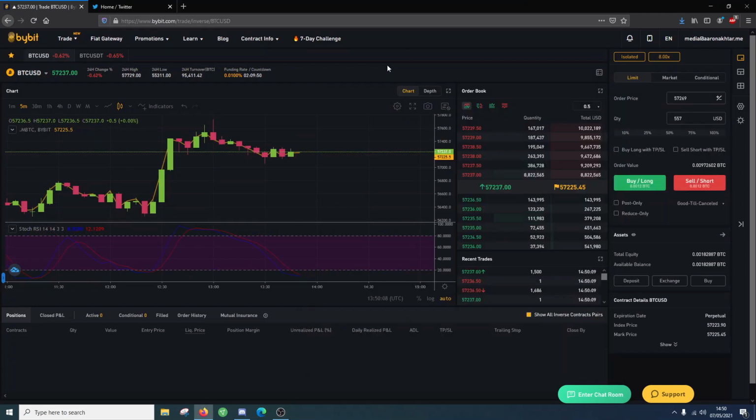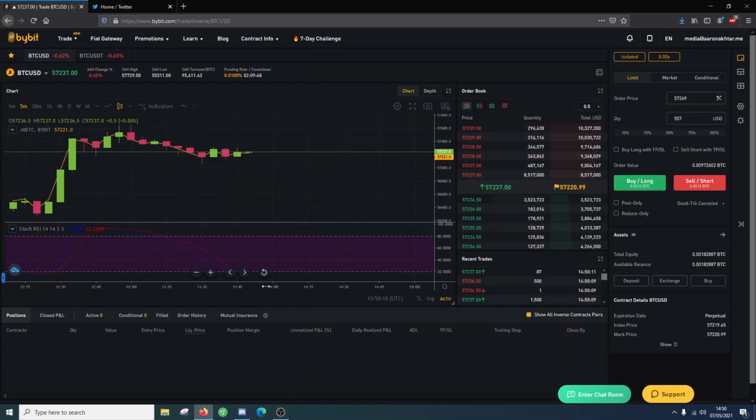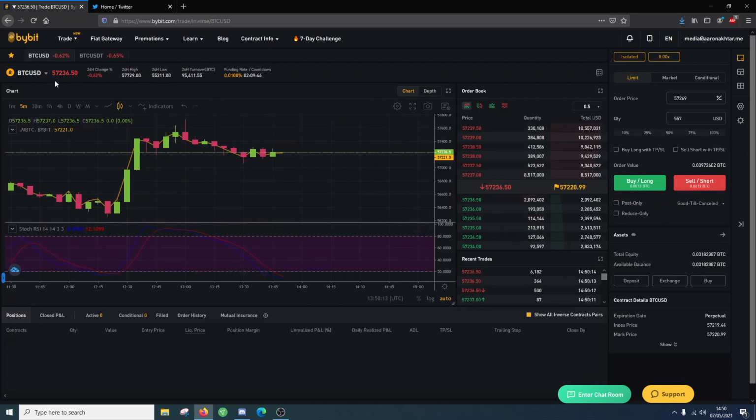Okay, so as you guys see, it's now below the purple, in which I'm going to place my trade. Hopefully I can before the price goes up. Now, as you can see, I'm setting the price at the current price of Bitcoin, which is 57,236. The quantity, you just want to select an amount.